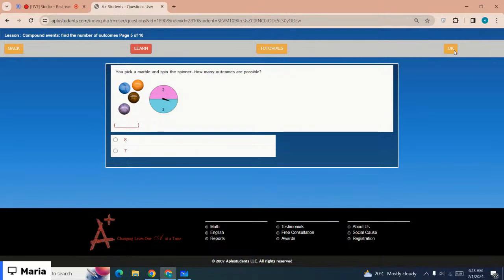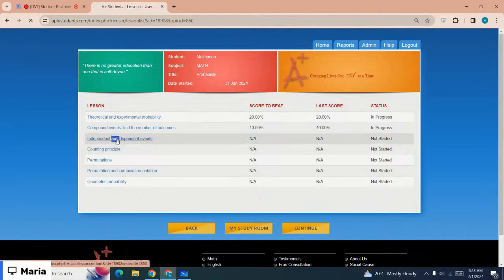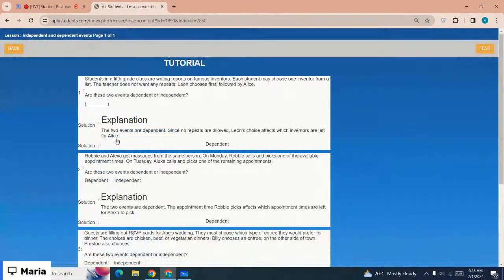Okay, you can complete the lesson by yourself later today. Let me just move on to the next lesson. And the next lesson is independent and dependent events. So let's just start with the lesson that is independent and dependent events.